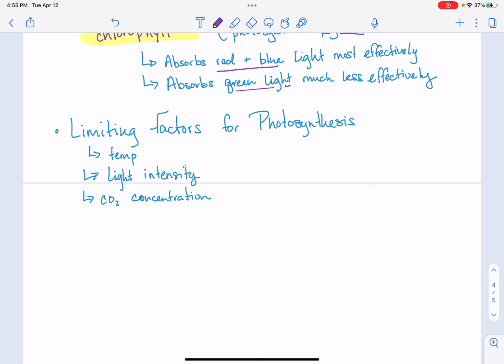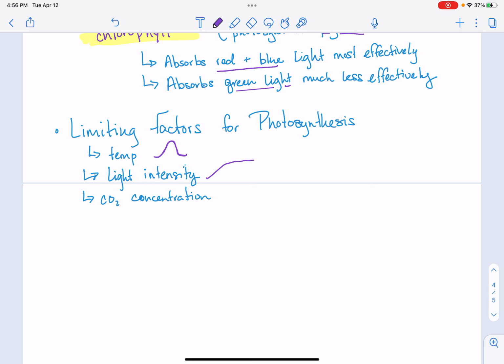So we have temperature, light intensity, and CO2 concentration. I'll just draw these out for you a little bit. Temperature: if it is too cold or too hot, photosynthesis isn't as effective. So we have this up and down: the rate of photosynthesis increases, but then eventually decreases as the temperature continues to increase. For light intensity, no light is not good because there's no source of energy. But then at an eventual point, it just levels off. So it looks like this, and then it'll eventually level off.